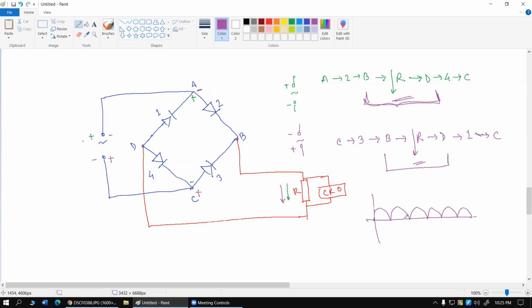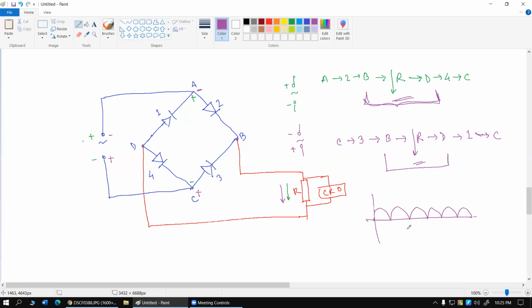But this output is very much, what can I say, fluctuating. So we'll do some work to make it as horizontal as we can. But at least we have first primarily converted the AC into DC. Can we appreciate this much up till now? Do you agree on this much? এটুকু বুঝা গেছে কিনা? Yes, sir. ঠিক আছে? Yes, sir.